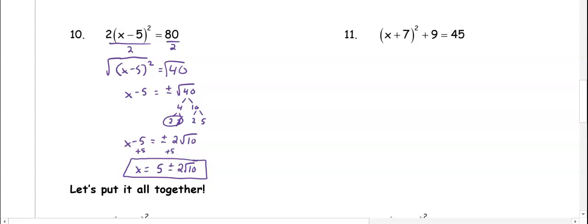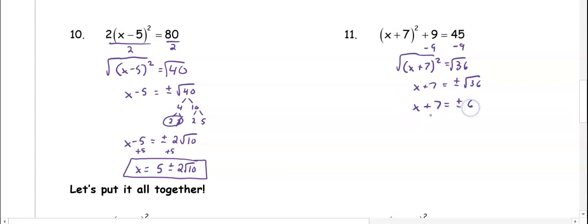In number 11, to get the x squared by itself, first we're going to subtract 9 from both sides. So we get x plus 7 squared equals 36. When we take the square root of both sides, we get x plus 7 equals plus or minus the square root of 36. 36 is a perfect square, so we get x plus 7 equals plus or minus 6. We can subtract 7 from both sides, so x equals negative 7 plus or minus 6.